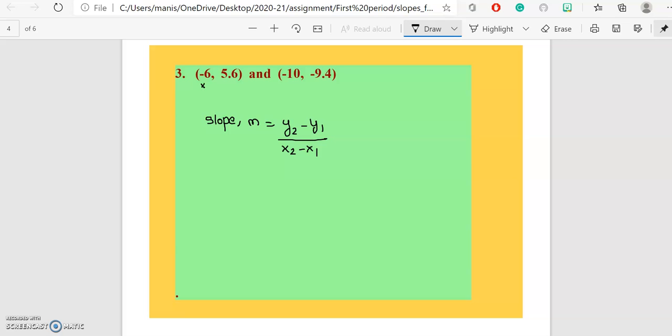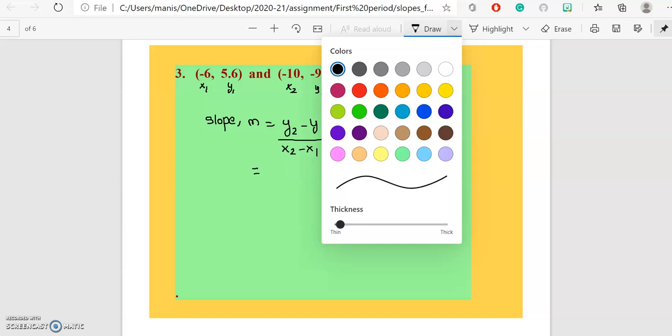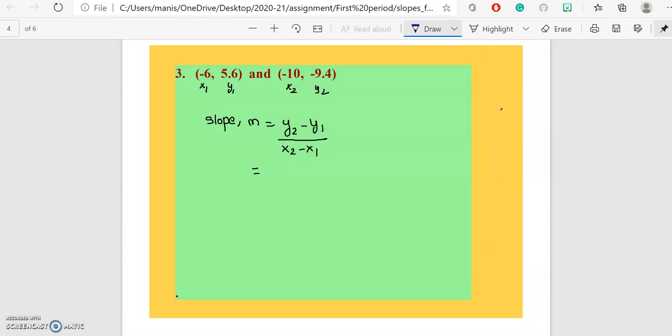Now if I assume this point is x1, so this will automatically be my y1, then this will be my x2 and y2. Again a reminder, you can take in any order. If I take this as x1, this will be x2. So it can go in any order. So what I will do after this is I will substitute my values in my formula. So it says y2, that's your negative 9.4, minus y1 is what, 5.6, divided by x2 is what, negative 10, minus, now this is a negative 6 over here.